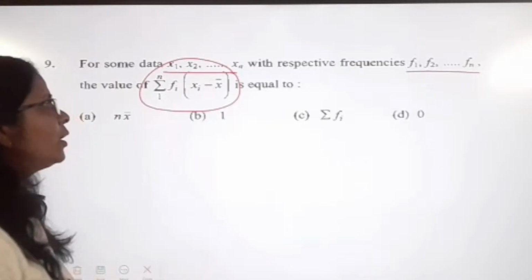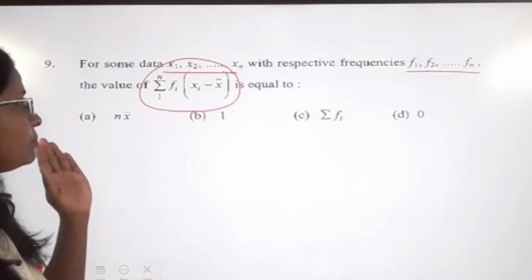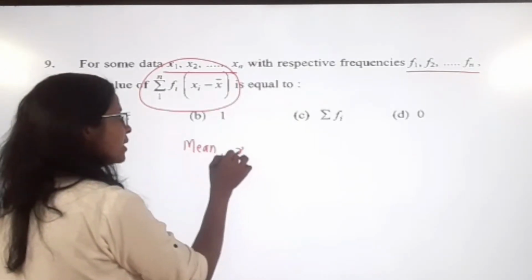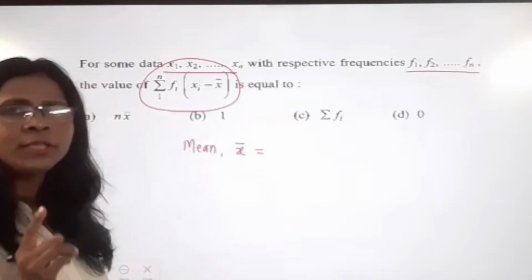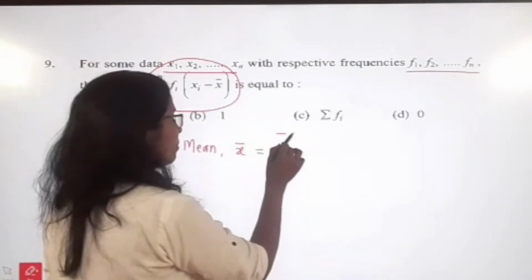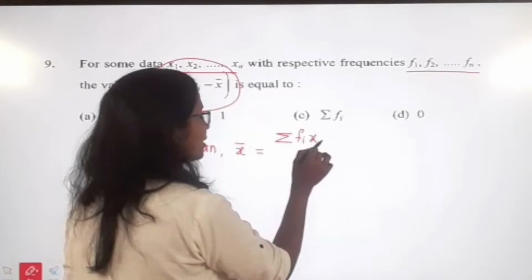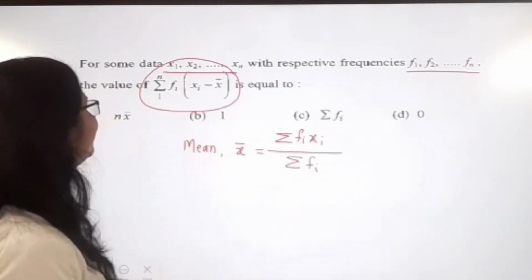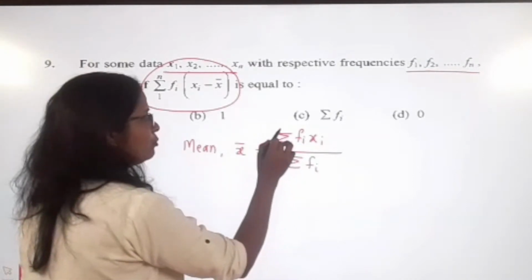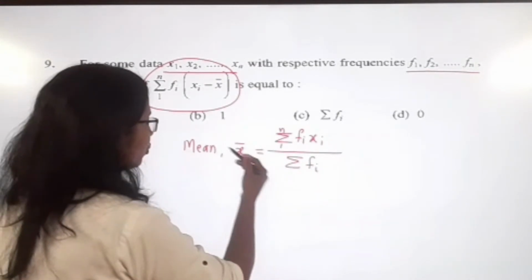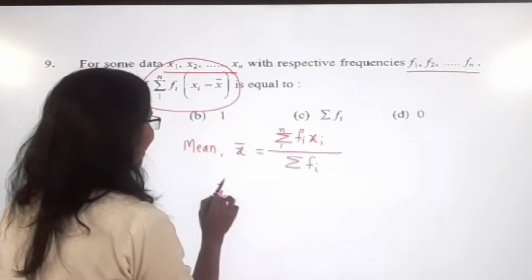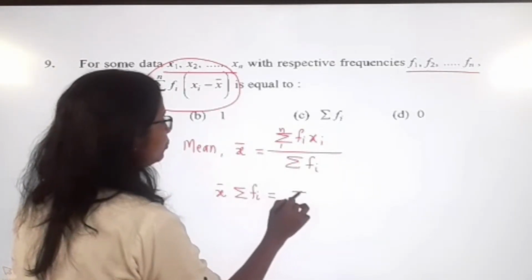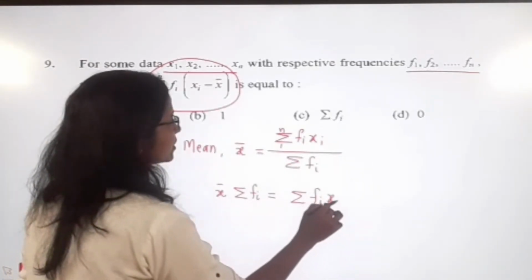Now here we know that the mean is represented by x bar. The formula for x bar is equal to summation fi xi upon summation fi, where the value of i is from 1 to n. Now I cross multiply, and after cross multiplying I get x bar summation over fi is equal to summation over fi xi.